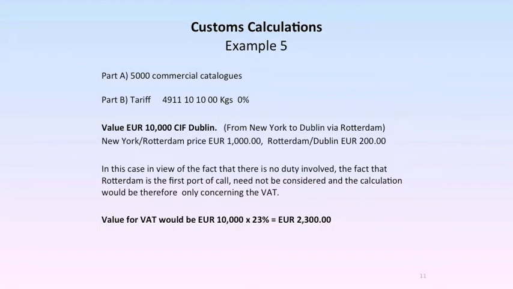Now in this case, in view of the fact that there is no duty involved and the fact that Rotterdam is the first port of call into the EU, this need not be considered and the calculation would therefore only concern the VAT. So in this case, it is the full CIF Dublin price, €10,000 multiplied by the VAT rate of 23%, and this gives us a total VAT payable to Revenue of €2,300.